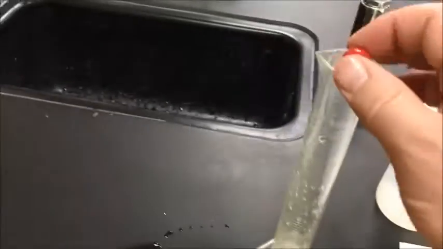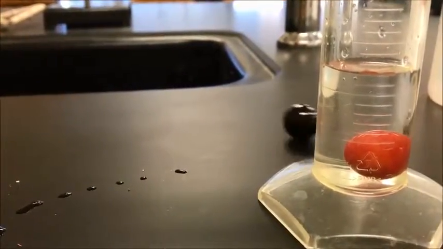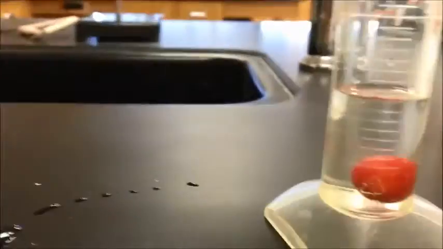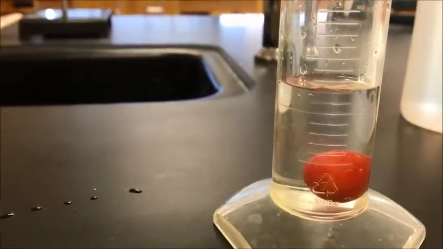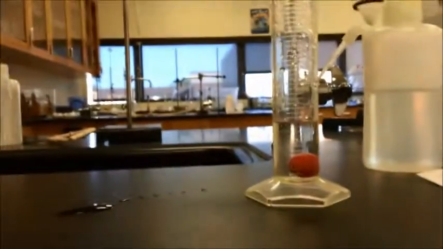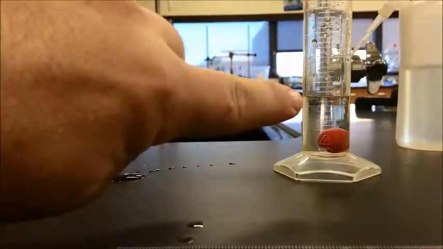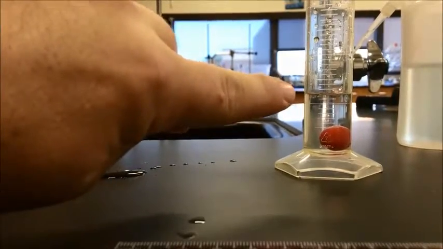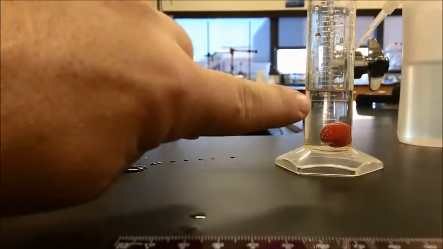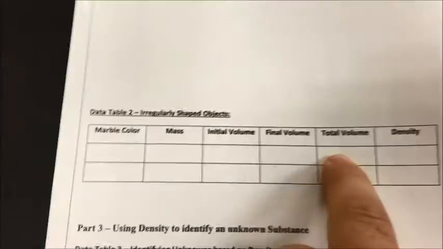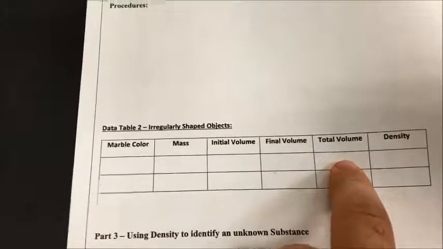The final volume is whatever it may have risen to. So you take your second measurement, oops, marble on the run, and you subtract. It looks to me about 10, 11.8 milliliters minus 10, so about 1.8 milliliters was my total volume here. You're probably going to get a different result, so be careful.